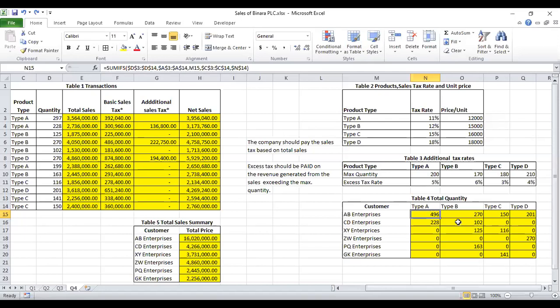Only one single formula you have to develop for the whole sheet. Then you have to drag it and get the result. Okay.